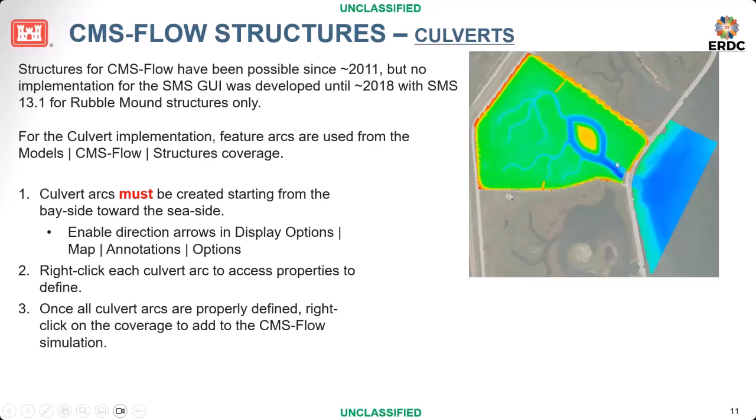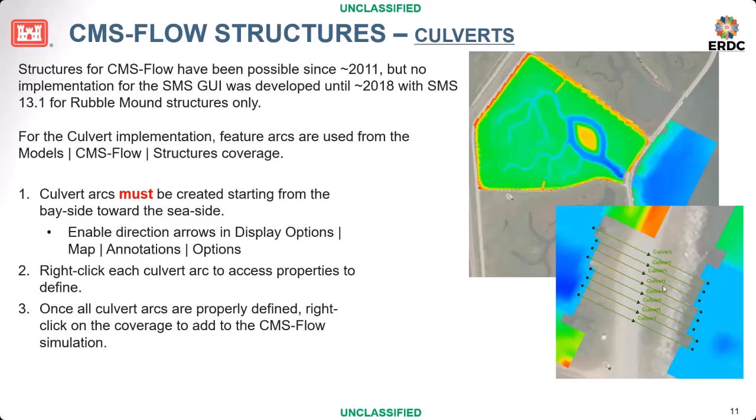And so we would define the first point for each culvert on the bay side, and then cross it over and connect it up with a computational cell on the seaside. And so we do that and create a series of different arcs. And these arrows help us know that, hey, we did create those in the correct direction. So we see that they go from this side over to this side.